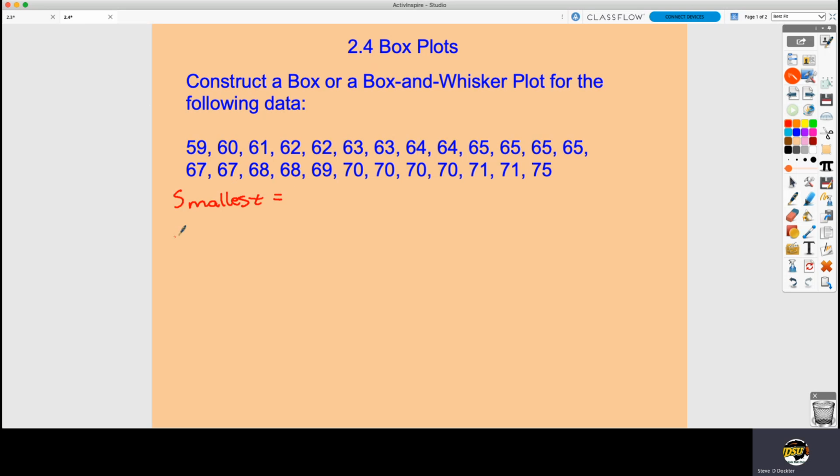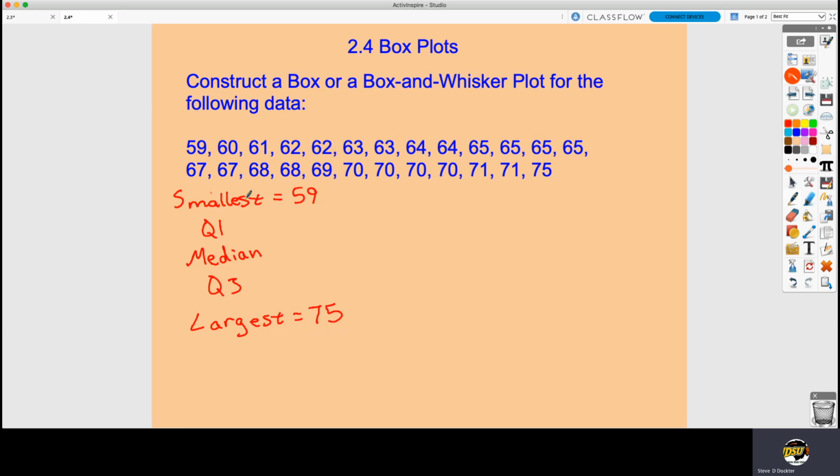From that nice little list there, what's our smallest number? 59. We also need our quartile 1, which we'll figure out in a minute. We need the median. We need quartile 3. And we need our largest data point, which we can figure out from our list here. So we've got 75 for our largest.